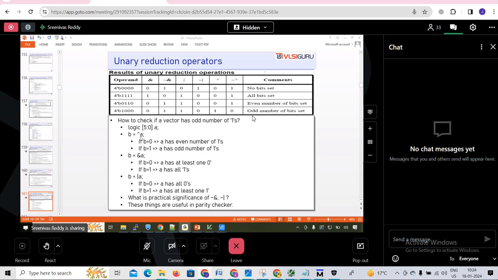So what will this operator do? The significance is, if B equals 0, that indicates that A has an even number of ones. If some vector has an even number of ones and you XOR them, what is the output? 0, right? 1 XOR 1, how much? 0. If 2 ones or 4 ones are there, the XOR operation will give you 0. Clear? If B comes as 1, what does it mean? A has an odd number of ones.